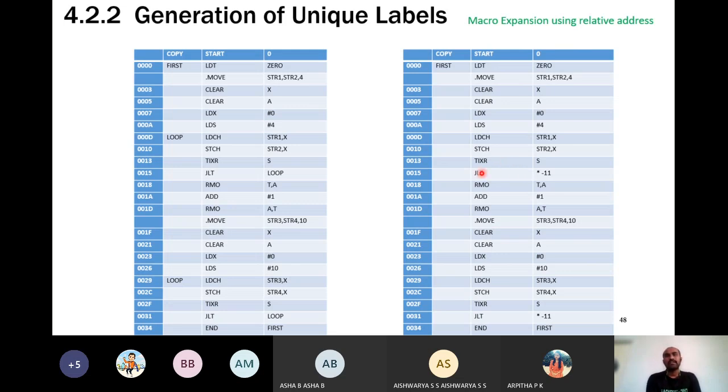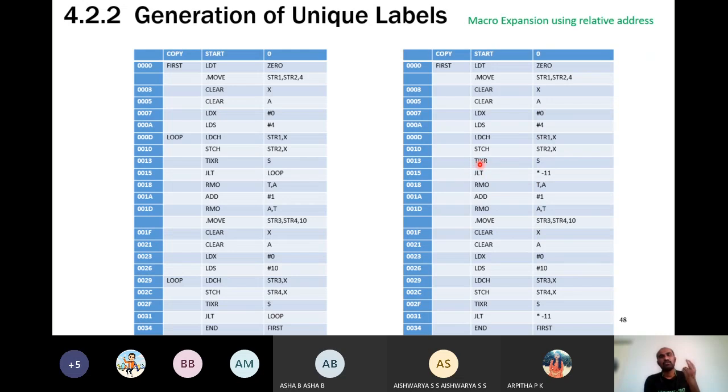Here is an example: JLT star minus 11. What does minus 11 mean? Whenever the less-than condition is true, you need to jump back. Minus means back, and 11 means jump back by 11 bytes. If you jump back by 11 bytes, where will it go? Let's assume JLT minus 11 is a format 3 instruction, so this is 3 bytes.